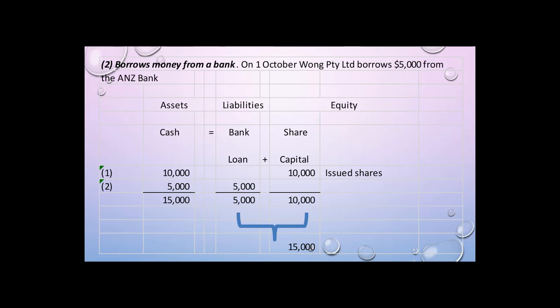Next transaction is about borrowing money from a bank. On 1st October, Wong Proprietary Limited borrows $5,000 from ANZ Bank. So here we increase the cash, so it's positive here. The total cash now after the second transaction is $15,000. Now, a bank loan is classified as a liability account, so under the liabilities section we have 5,000 there. And equity, we have 10,000. So if you add liabilities and equity as per the accounting equation, that will be 15,000, which is equal to the other side, 15,000.